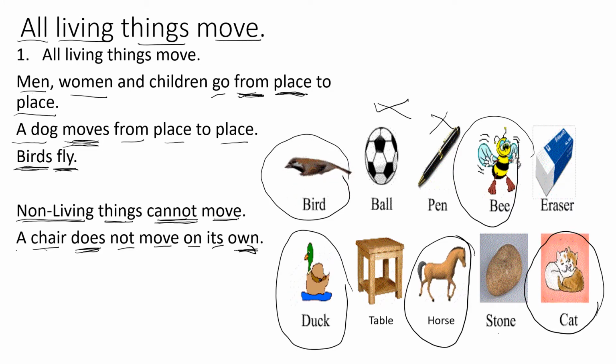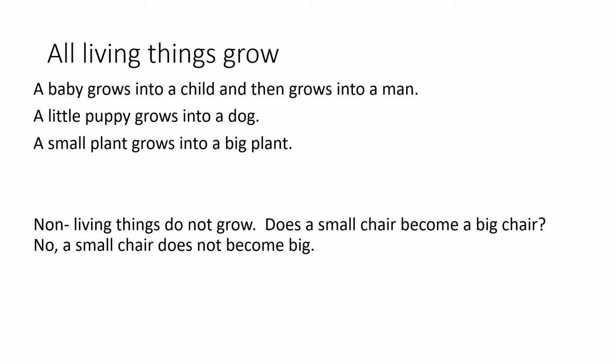Now let's go to the next feature. Children, the next feature that we are going to see here is, living things grow. All the living things that you see around you will grow. Take for instance a baby. A baby is a human child. It grows into a child and then grows up to be a man or a woman. A little puppy. A puppy is a young one of a dog. So a little puppy grows to be a dog.